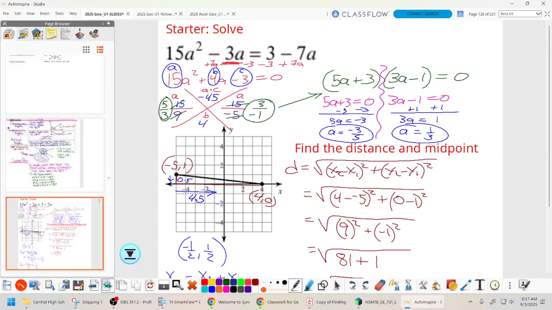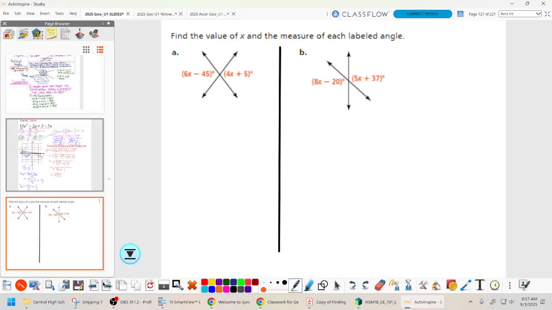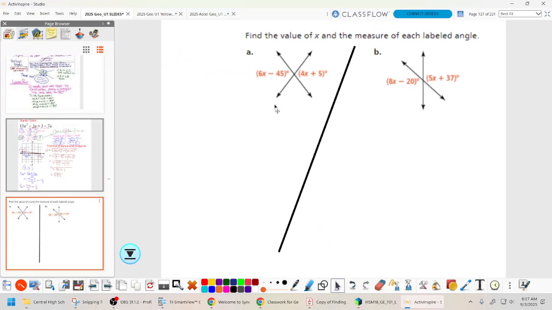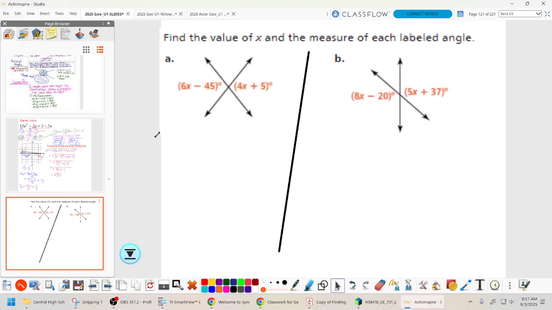So here's some of these problems that we can encounter with these angle types. Okay. So what kind of angle pair is this? Those are vertical. What is true about vertical angles? They're what? They're congruent, right? So what can we do with these to solve for x?